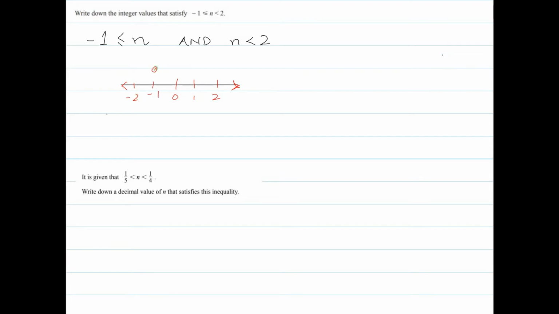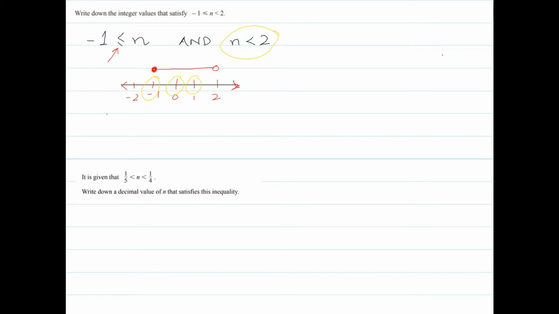So your answers include -1 because your n has an equal to sign here, and your answer starts from -1 but ends at 2. So this is the solution on the number line, and you need only integer values from that. The integer values in this range are -1, 0, and 1. Since there is no equal to sign at 2, 2 is not included in your answer.